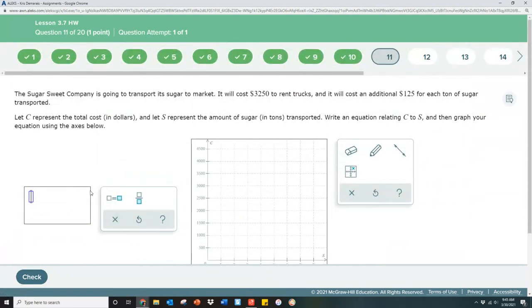So Sugar Sweet Company is going to transport its sugar to market. All right. So now it's the cost of renting the truck. All right, the total cost is equal to the $125 per ton of sugar, and it's plus the $32.50 for the renting of the truck.